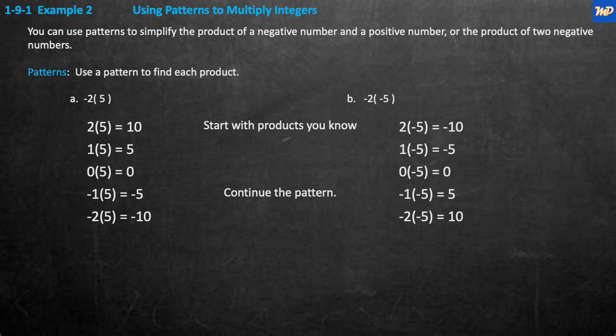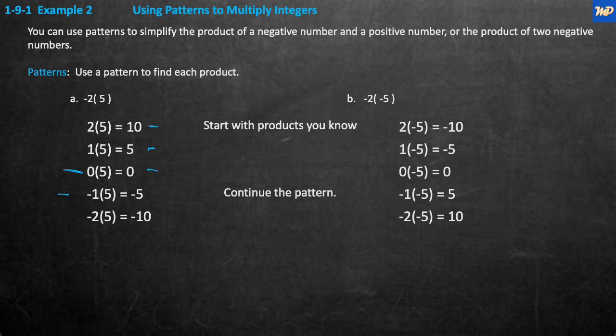Positive 2 times positive 5. And you're going to get a positive 10. We know that 2 times 5 is 10. And then let's reduce this, heading toward our negative number. So then we get 1 times 5, and we get 5. Makes sense, 1 times 5. How about 0 times 5? The answer is 0. Then what is negative 1 times 5?